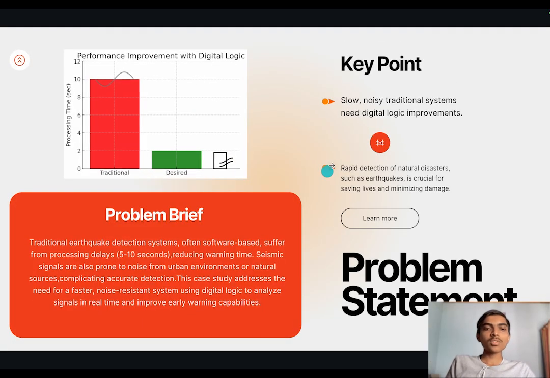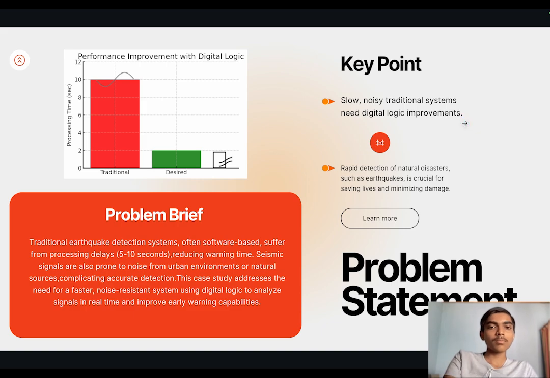Looking into the problem statement, we can see that old school systems take 5 to 10 seconds to detect earthquakes, too slow for the warnings. But also, the noise from cities or winds messes up the signals. We need speed and clarity, and that's where digital logic steps in, reducing latency and filtering noise with hardware precision. Take a look at the graph.